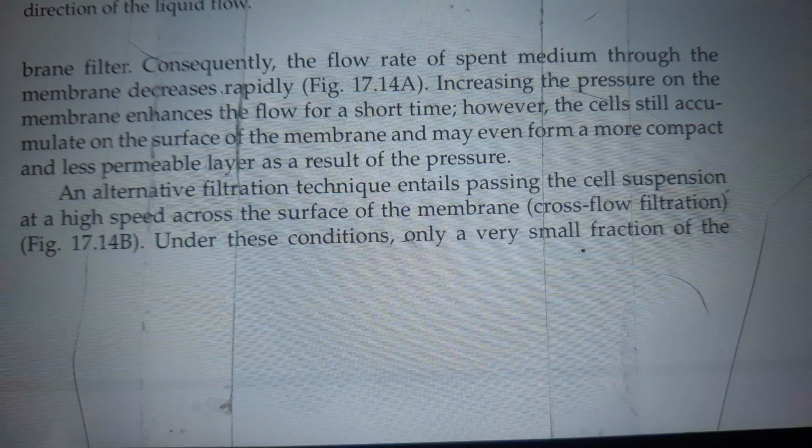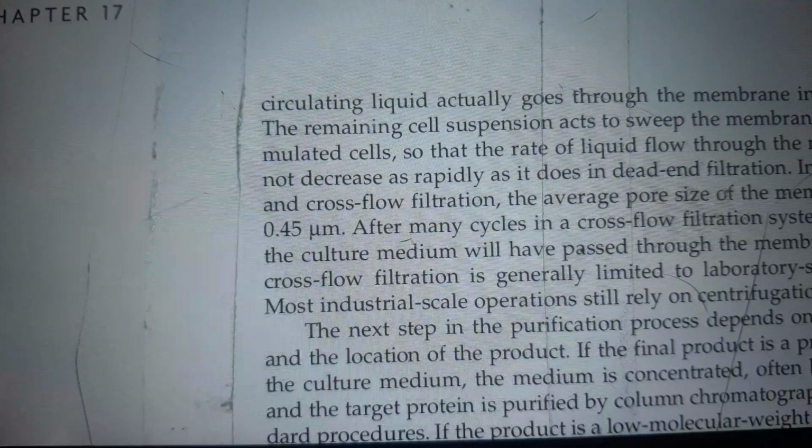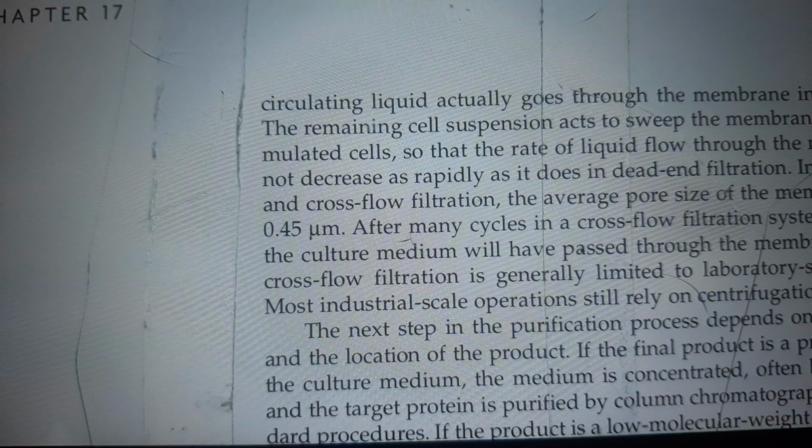An alternative filtration technique entails passing the cell suspension at a high speed across the surface of the membrane for filtration. Under these conditions, only a very small fraction of the circulating liquid actually goes through the membrane in any one pass. The remaining cell suspension acts to sweep the membrane clean of accumulated cells so that the rate of liquid flow through the membrane does not decrease as rapidly as it does in dead-end filtration.